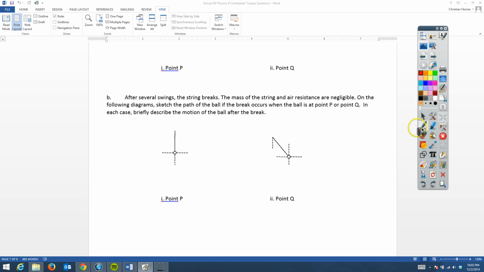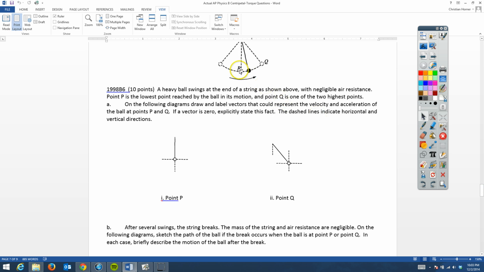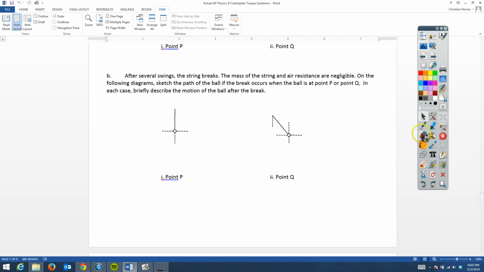So if it's at point P, we're going to go back up here. At point P, we know that the ball is going in this direction. And so what we will do is draw the ball going off in this direction, so it will travel tangent. So it starts off tangent, and then the ball will start to fall. So it will do like this. So it'll actually make a parabolic path. It's kind of like a projectile.